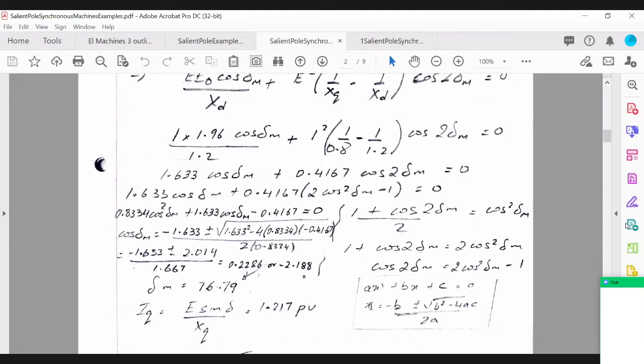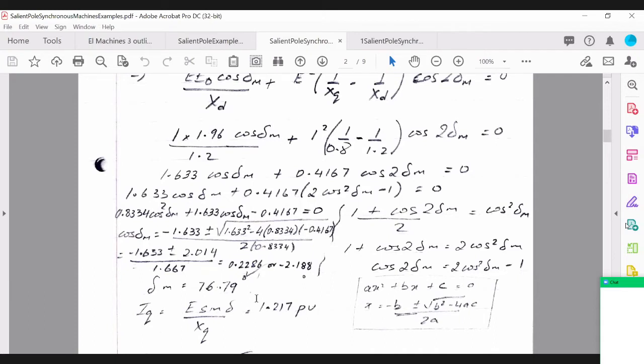Solving this quadratic equation, I've written the base equation there for you to remember. You use the solution for a quadratic equation to solve for cos delta m, and you end up with two solutions. As you know, cos of delta m lies between minus 1 and 1. So obviously one of the solutions is not valid, and this is the one that's valid. From there you can solve for delta m, which is 76.79 degrees.